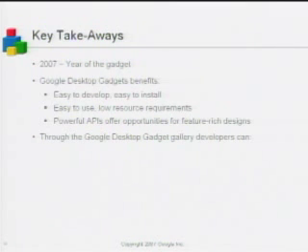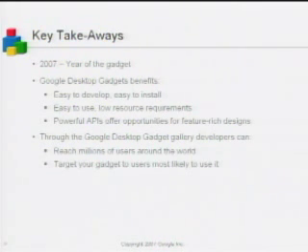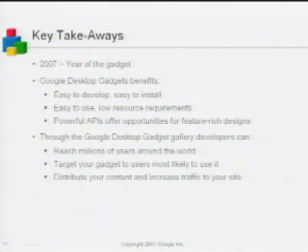And once you build your gadget, why is it important? You can consider Google Desktop as the distribution medium. When you submit your gadget to the gallery, you have instant access to millions of users around the world, and you also target your gadget to the users most likely to use it. Not only that, you can use gadgets to distribute your content, and once you reach a very large user base, you will immediately notice an increase of traffic to your site. And I don't know how many webmasters out there will complain that more and more users are checking out their site. So it's a very good benefit.